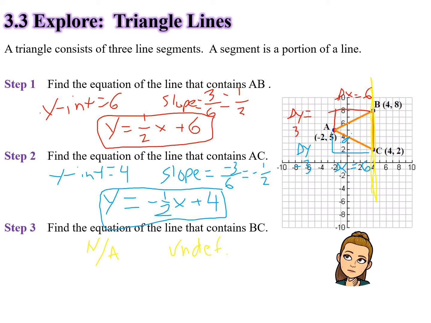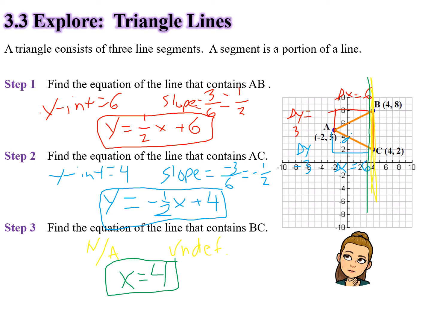Let's switch to another color. Yellow is kind of hard to see. The equation of this line is going to look like x equals a constant. X equals a number. If I look at this line here, I see that no matter what value I have for y, my x value is 4. So the equation of the line looks like x equals 4.